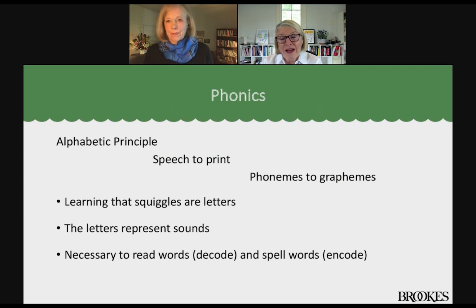Then phonics. That's a quick overview of phonological awareness and phonemic awareness. Phonics is something that most of you know about. You hear phonics referred to as speech to print, decoding, the alphabetic principle, phoneme-grapheme correspondences. All of that refers to the idea that those squiggles on the page that kids see initially are letters, that those letters represent sounds, and that it's necessary to read words. Kids need to learn to decode and spell words, which is encoding. So we have two chapters on phonics.